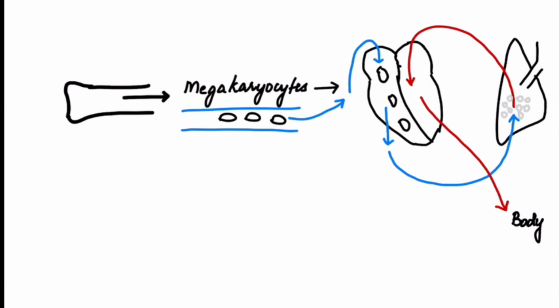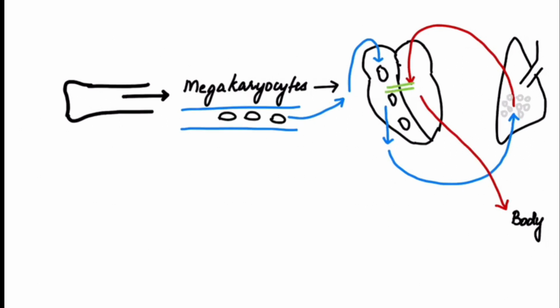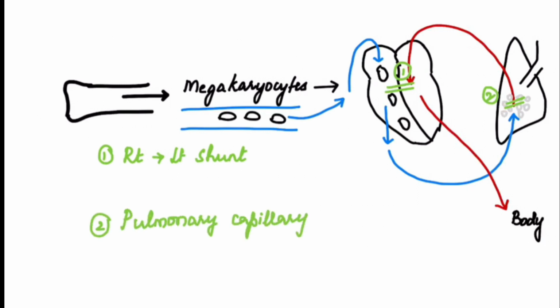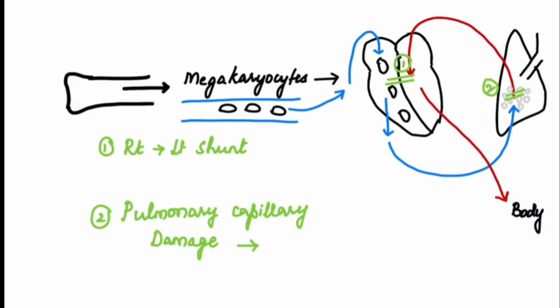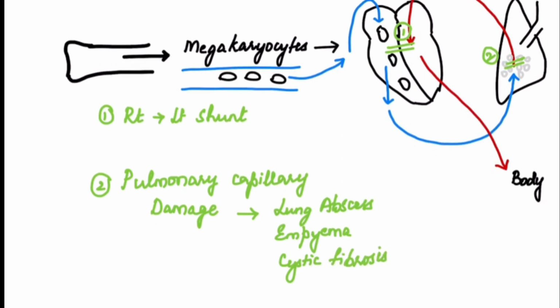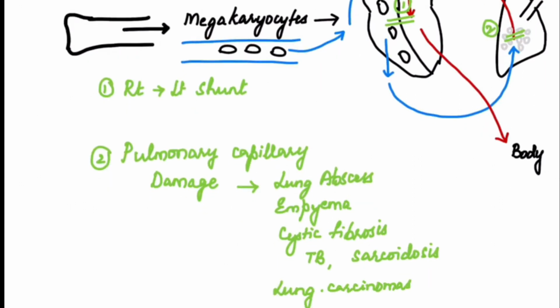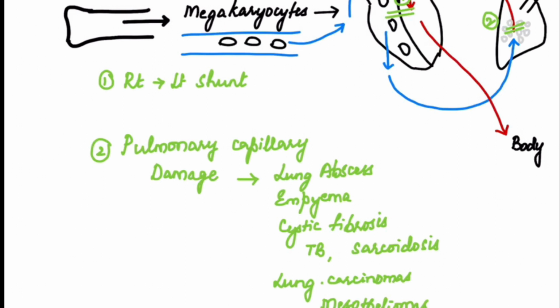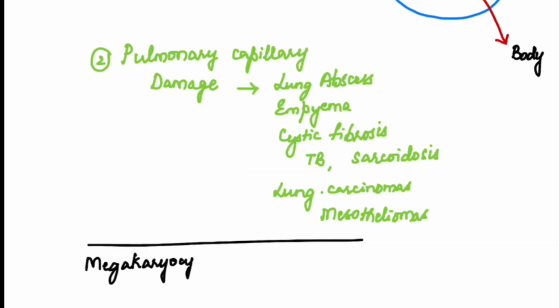But now, whenever there is any abnormality that leads to megakaryocytes directly reaching the body, it leads to clubbing. The first condition is when there is any right to left shunt. Megakaryocytes directly reach from the right side of the heart to the body. The second is when there is some pulmonary capillary damage, so there is no breakdown of megakaryocytes, and they reach the body. These conditions include lung abscess, empyema, cystic fibrosis, tuberculosis, sarcoidosis, and they are also seen in malignancies like lung carcinomas and mesotheliomas. What's happening? They are directly reaching the body. They are not broken down into platelets, but they reach the body.